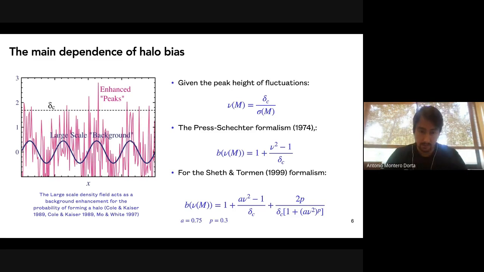A good illustrative way to see it is provided by the peak-background split model, where it's modulation that causes this dependence. The fact that the large-scale field background enhances the probability of forming halos produces this dependence.